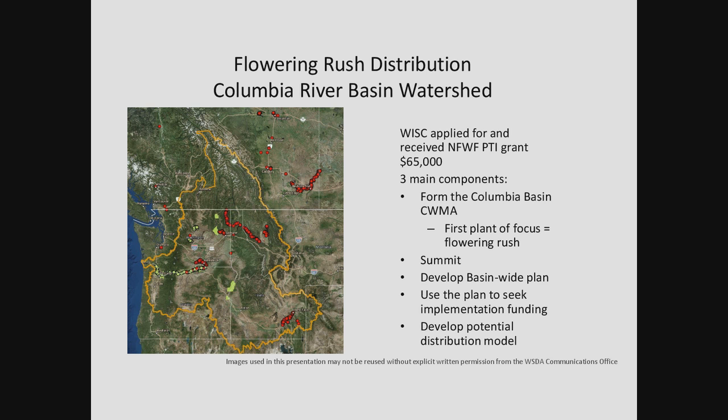And the idea is to use the plan to seek implementation funding and, of course, to develop a potential distribution model. And this has already paid off a little bit because the Army Corps of Engineers has come up with $2 million to work on the control of flowering rush. So, again, the data and the modeling is important when you go to develop these plans. And that's really what I was going to close with. I'm about out of time anyway, so I'm going to pass this back to the moderator.